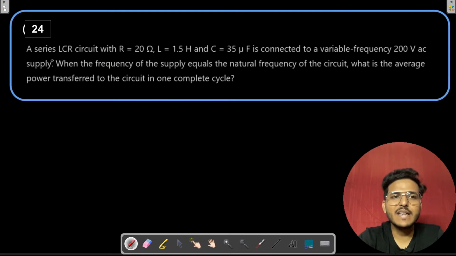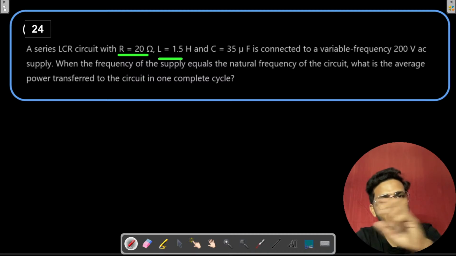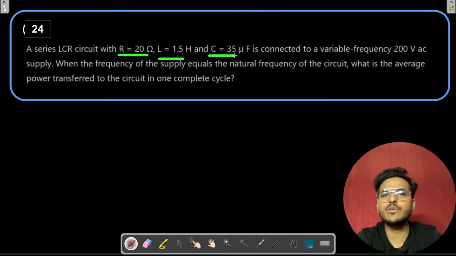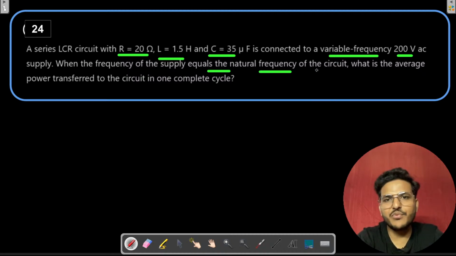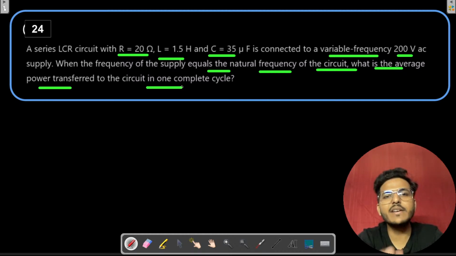Moving to next. Series LCR: R equals 20 ohm, L equals 1.5 Henry, and C equals 35 microfarad is connected to a variable frequency 200 volt AC supply. When the frequency of the supply equals the natural frequency of the circuit, what is the average power transferred to the circuit in one complete cycle?